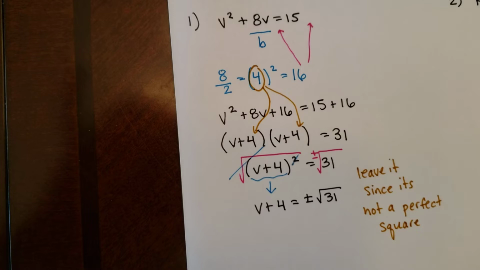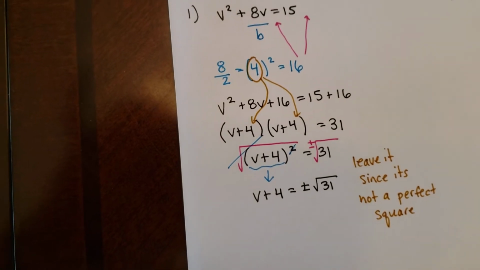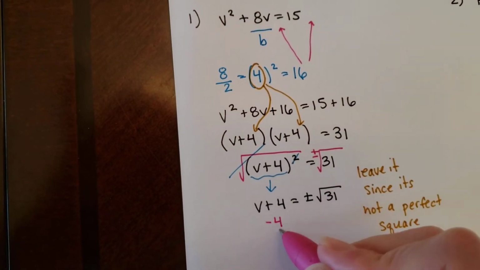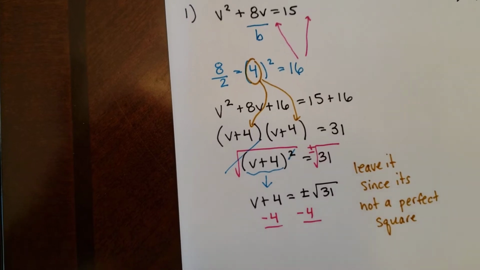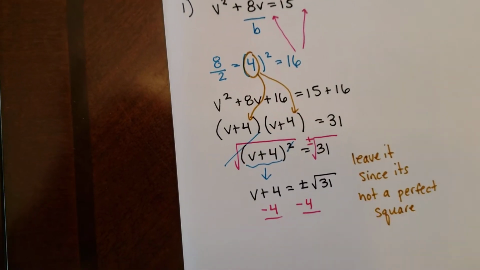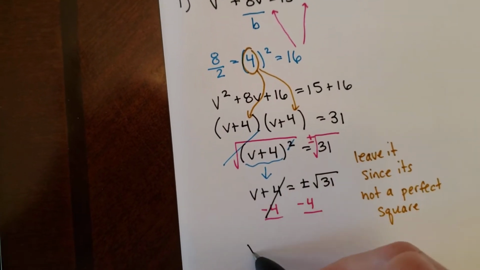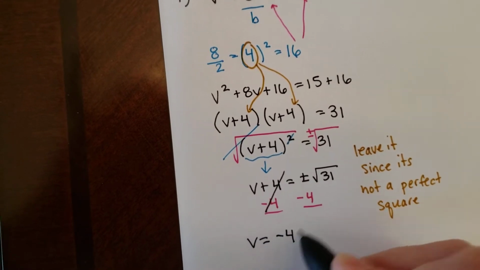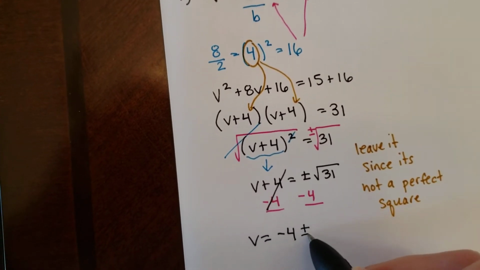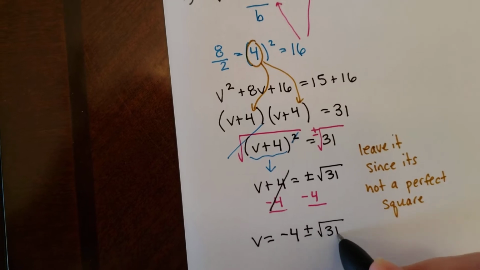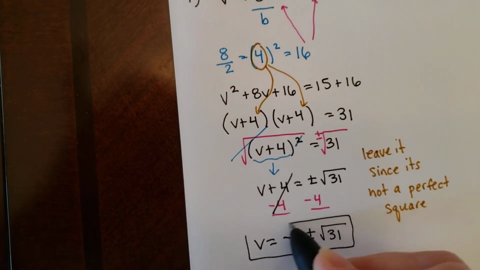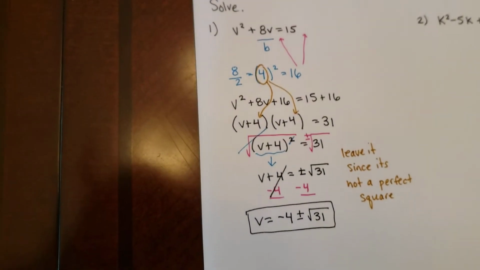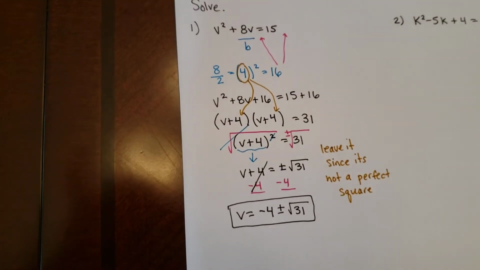And then we're going to finish the problem by subtracting 4 from both sides. When you subtract 4, we're actually going to put it in front of this radical. It just looks a little cleaner. So you'll have v equals negative 4, plus and minus radical 31. And you're going to stop there, and that'll be your answer for the first one. So you will get a couple answers like this on your homework for tonight.